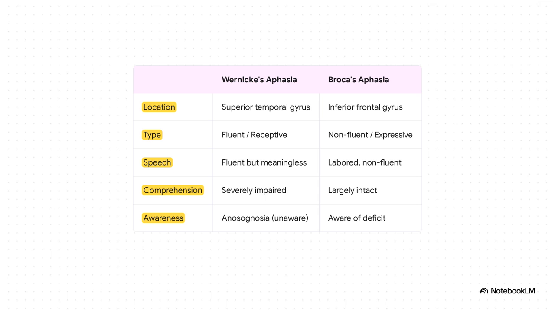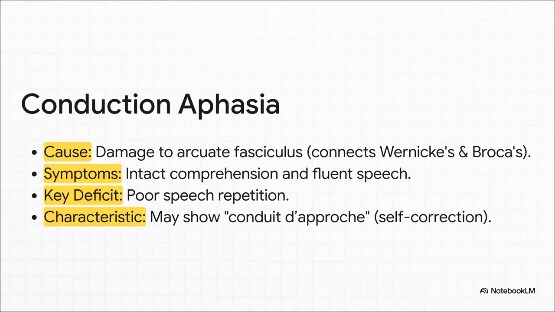On the other hand, you have Broca's aphasia. This is a non-fluent or expressive aphasia. Speech is slow, labored, and difficult. But their comprehension is mostly fine. And this means the patient is painfully aware of their problem, which, as you can imagine, is incredibly frustrating for them. There's a third major type you need to know, conduction aphasia.